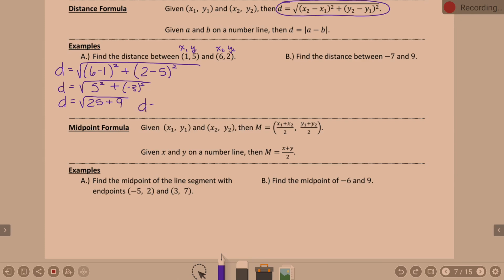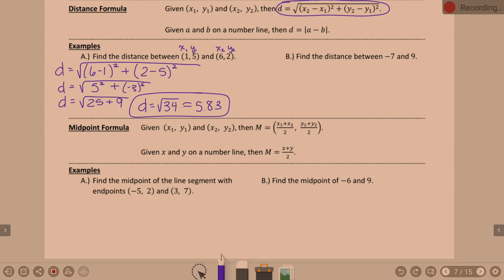So, you can leave your answer as the square root of 34 if you want. Could you get a decimal answer? If you want, you can. What is the decimal answer? This is a calculator problem. 5.83. I have 5.83 written in my notes. 5.83095.